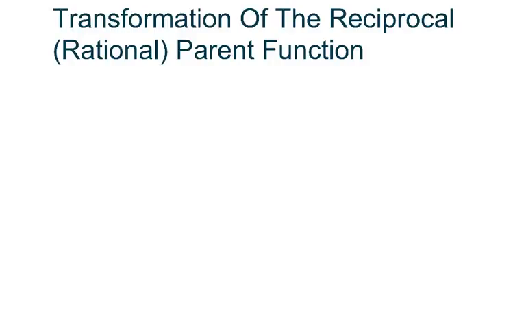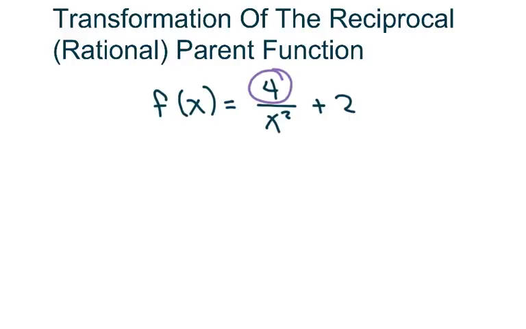Hi everyone, we're going to do a transformation of the reciprocal rational function that looks with the square in it. So it's f of x equals 4 over x squared plus 2. We're just going to do two transformations. We're going to stretch it, vertical stretch by 4.